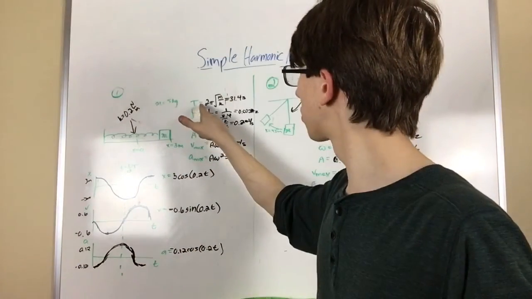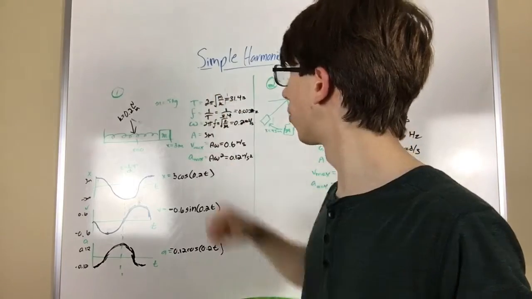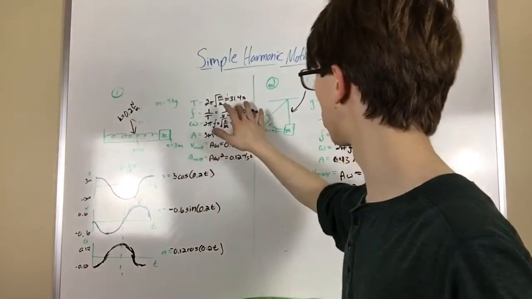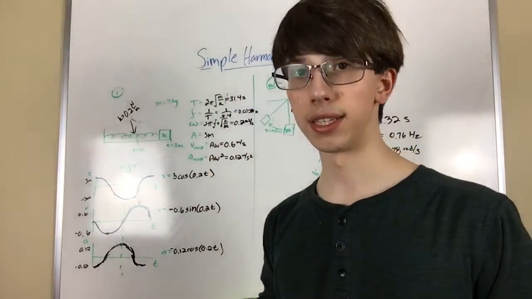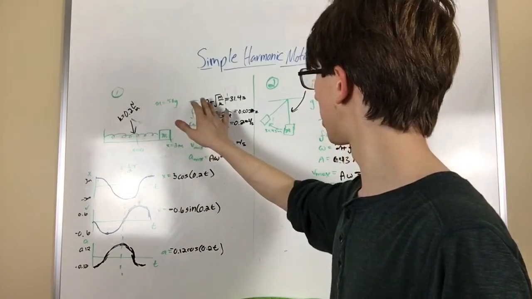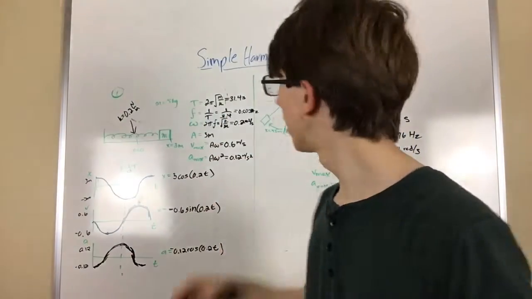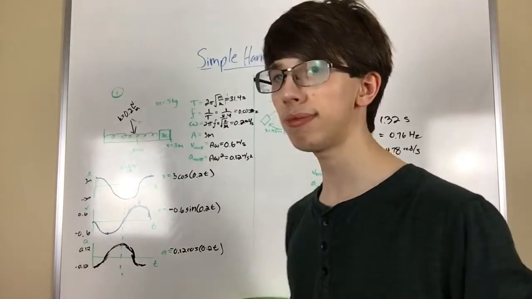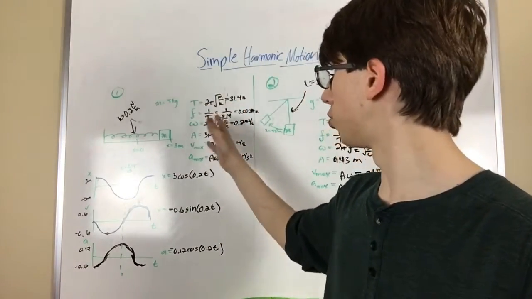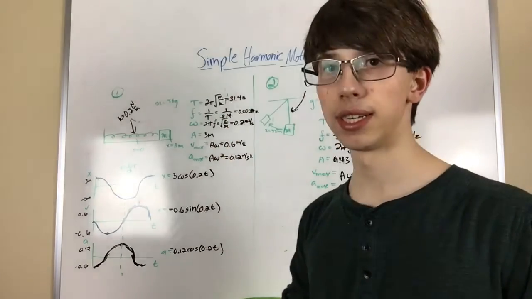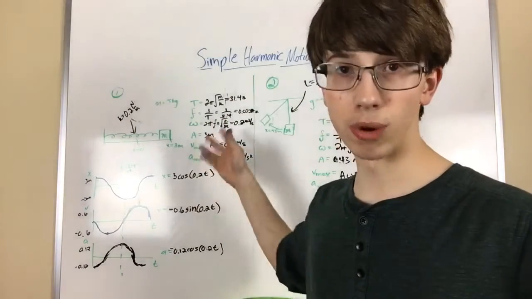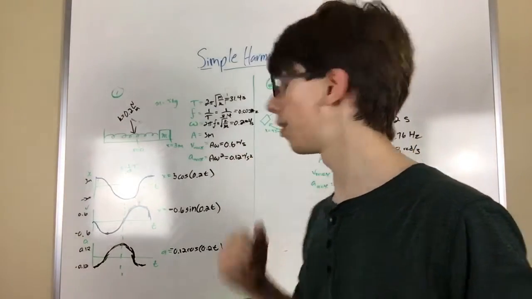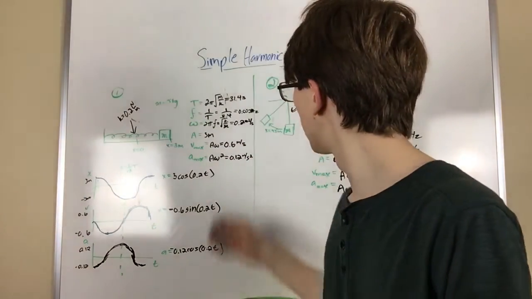So what's the period? Well, it's just 2 pi times the square root of the mass over the spring constant, and this just gives you 31.4 seconds. The frequency is just the inverse of the period, and this is going to give you 0.032 hertz. And your rotational frequency is just 2 pi times the frequency, which is just the same thing as the square root of k over m, which is going to give you 0.2 radians per second.